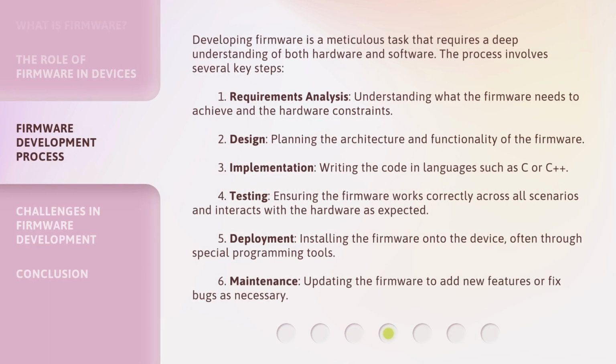Developing firmware is a meticulous task that requires a deep understanding of both hardware and software. The process involves several key steps. 1. Requirements analysis, understanding what the firmware needs to achieve and the hardware constraints. 2. Design, planning the architecture and functionality of the firmware. 3. Implementation, writing the code in languages such as C or C++.